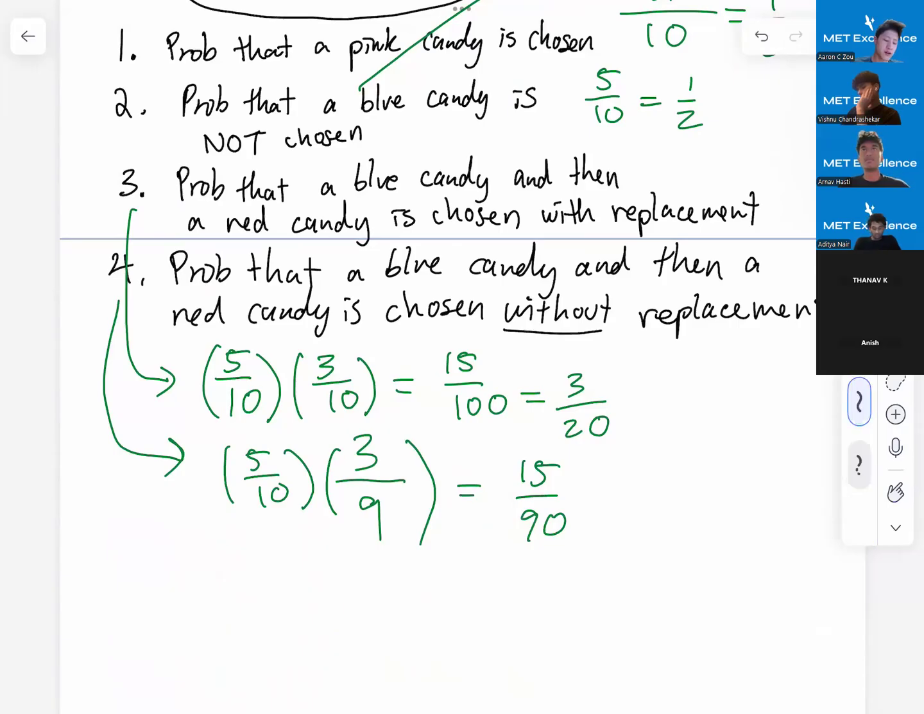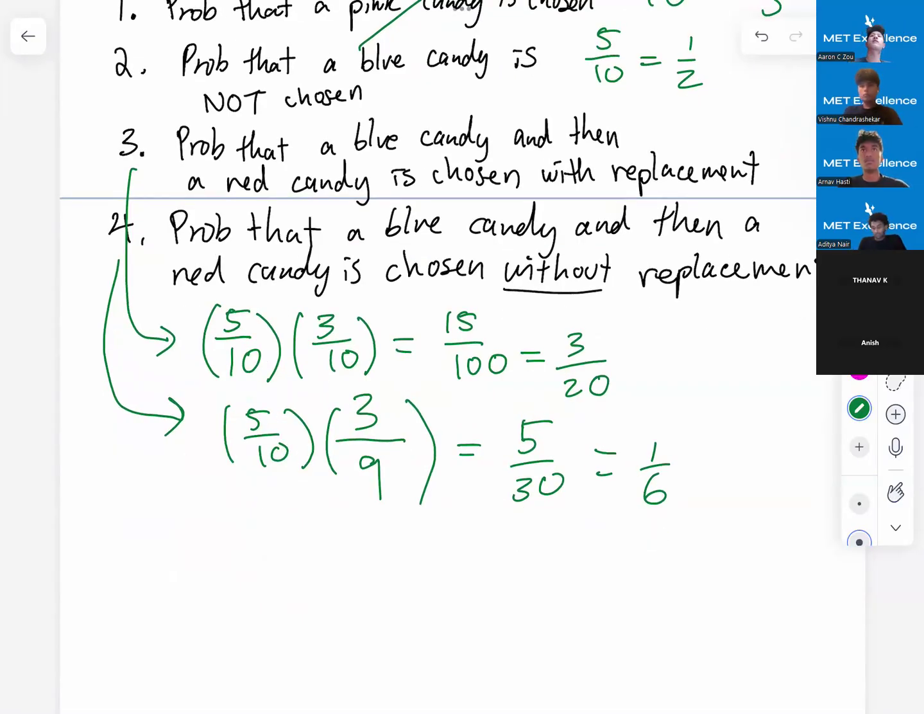Or we can just simplify this like this. So hold on, 3/9 is just 1/3. So we just have 5/30, which is 1/6. Yes, you can simplify fractions before multiplying. It's actually easier to do that. So this is just actually 1/2 times 1/3.